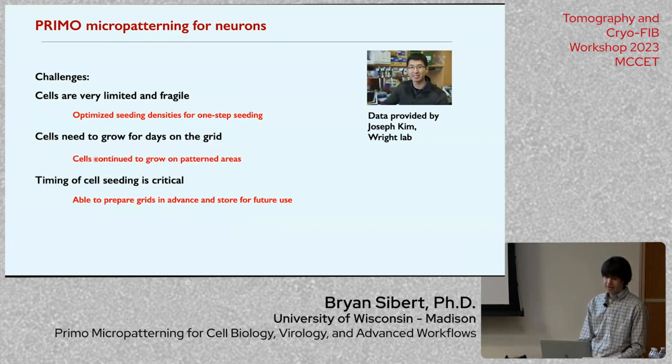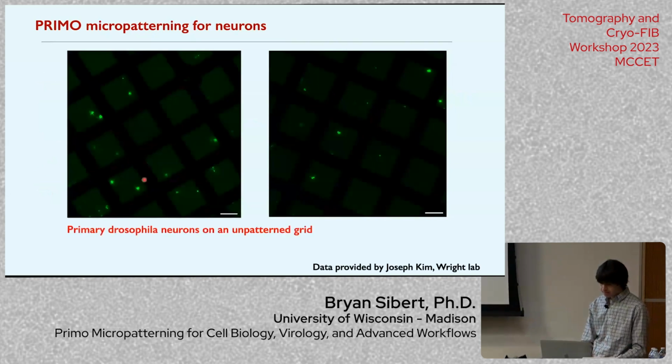And we weren't sure how that was going to work on a micropatterned grid, but it turns out that that is okay, that you can allow cells to continue to grow on these grids and they will remain healthy. And again, he's isolating these from live larvae. So he can't wait around, isolate cells, pattern for 5 hours, and then add the cells to the grid. And so this is where being able to store micropatterned grids allowed him to make those in advance, save them, and then use them right when he had his cells ready to go.